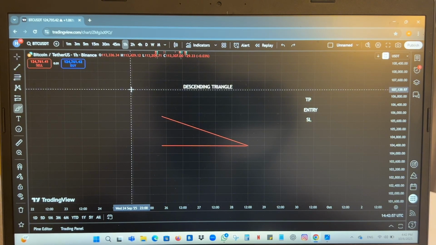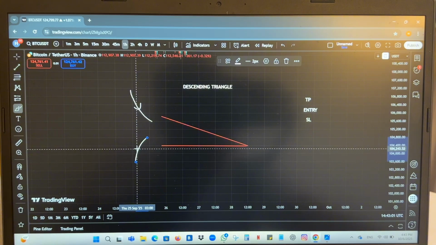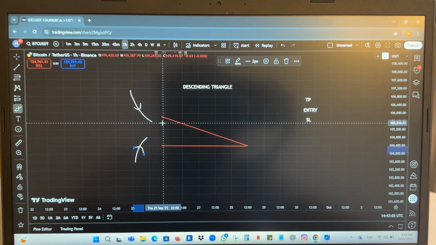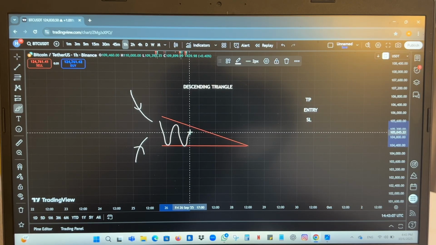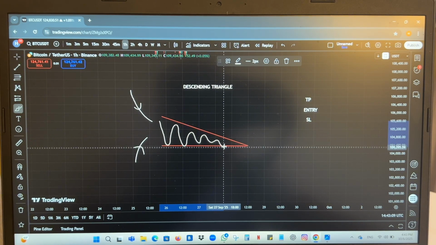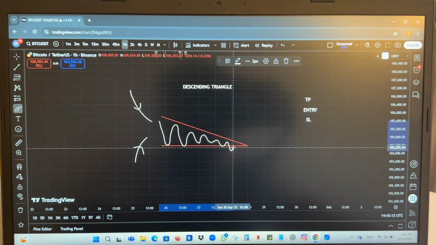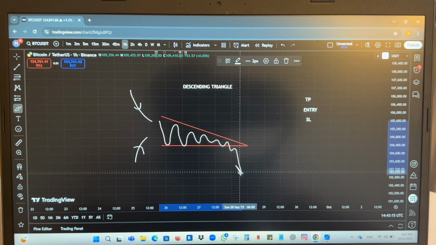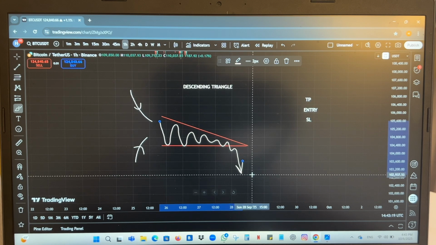Actually, the trend can come from the top or else it can come from the bottom. Whatever it is, it should be doing this and break the lower trend line, do its retest, and then go down. So that's what it's descending, so it should be bearish at the end.